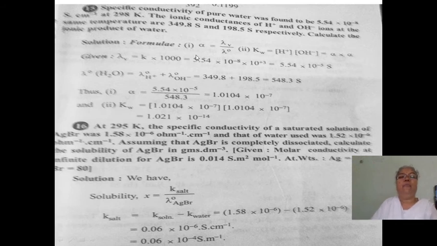You know, alpha is equal to lambda c upon lambda 0, and Kw, that means the ionic product, is equal to the product of the concentration of H plus ion into the concentration of OH minus ion. And lambda c, that means the equivalent conductance, they have given, and that is 5.54 into 10 raised to minus 8 into 10 raised to 3, and it is equal to 5.54 into 10 raised to minus 5.